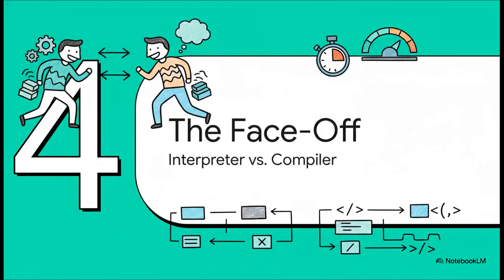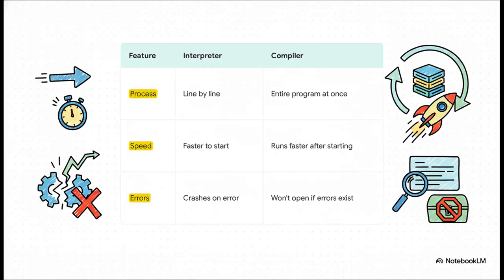All right, so we've met our two translators. Now it's time to put them head-to-head. Let's really see how they stack up against each other. This table really lays it all out. First, the process. An interpreter is line by line, while a compiler translates the whole thing at once. Now let's talk speed. An interpreter is actually faster to start because it just gets going right away. But, and this is a big but, a compiled program runs much, much faster after it starts because all that hard translation work is already done.